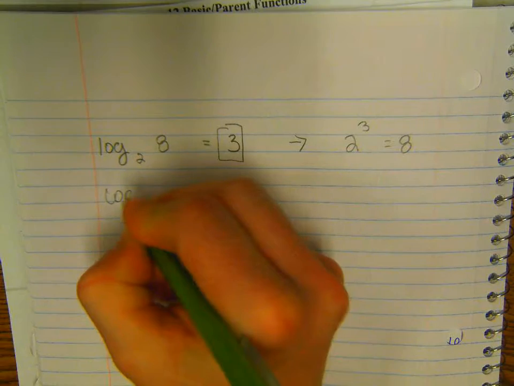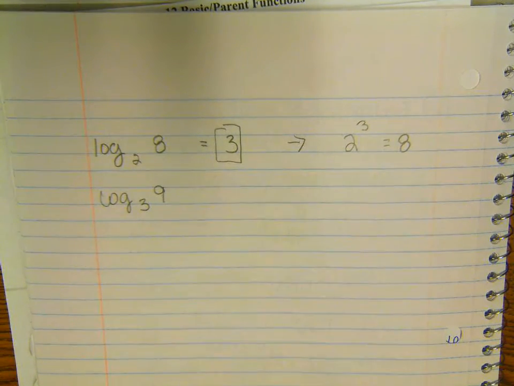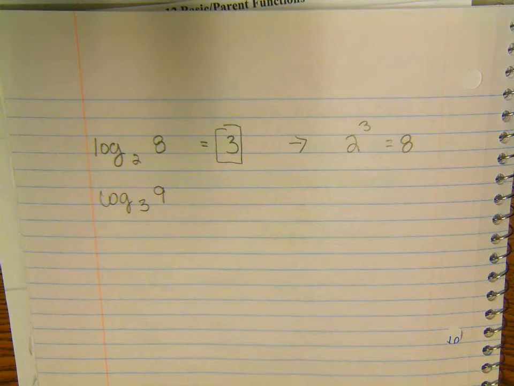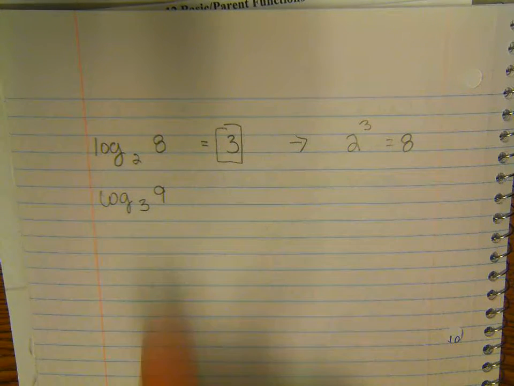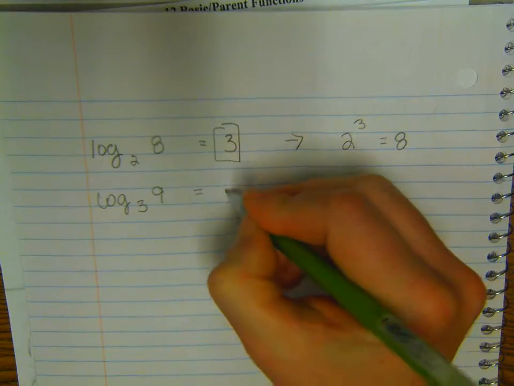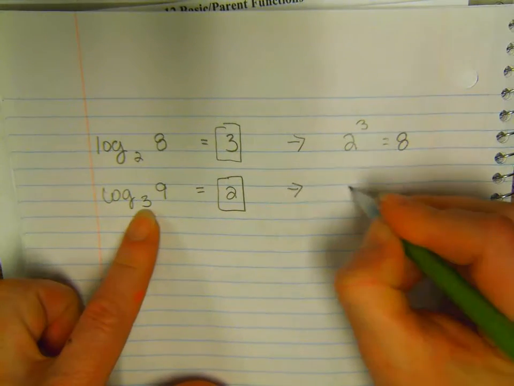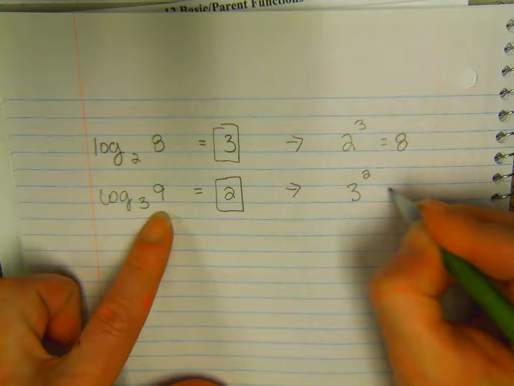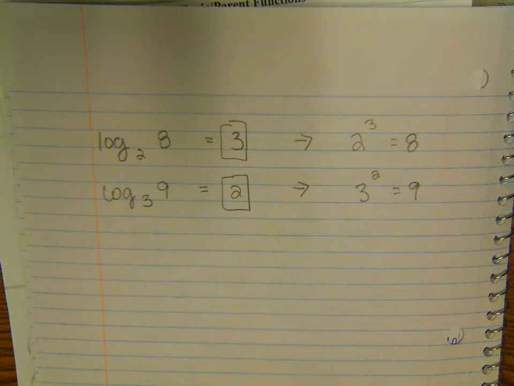Okay, how about that one? It's 2. Why is it 2, Nathan? Because 3 squared is 9. Yep, I'm looking for the power of 3. 3 squared is 9, so the answer is 2. So the reason why is because 3 squared equals 9. Okay? Alright, let's ramp it up a little bit.